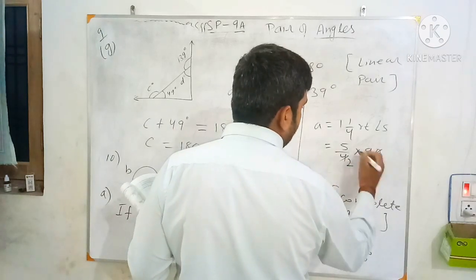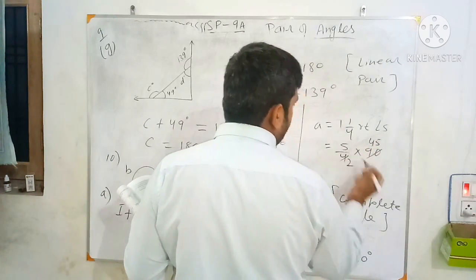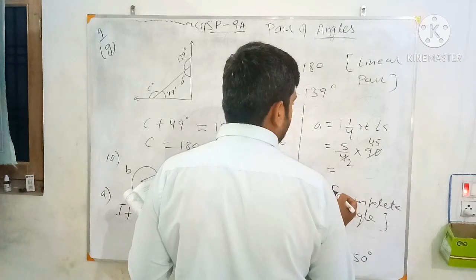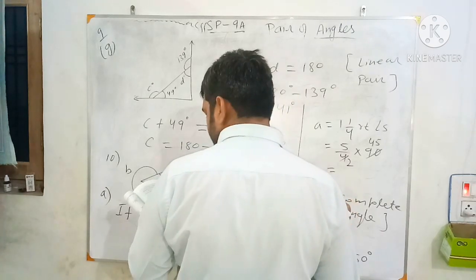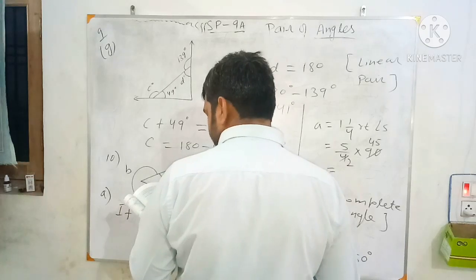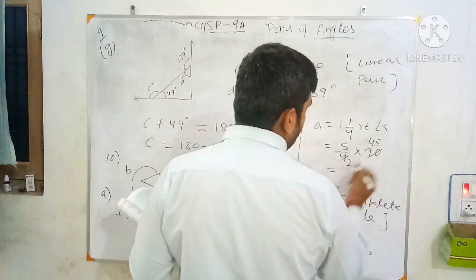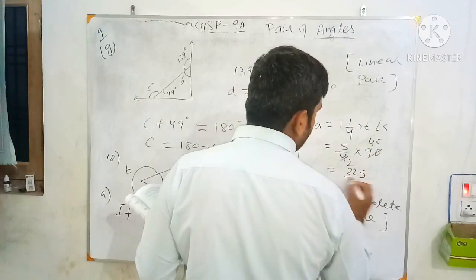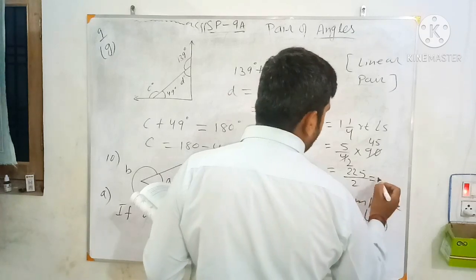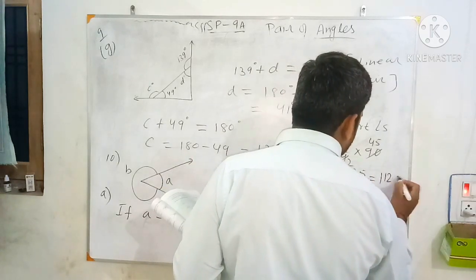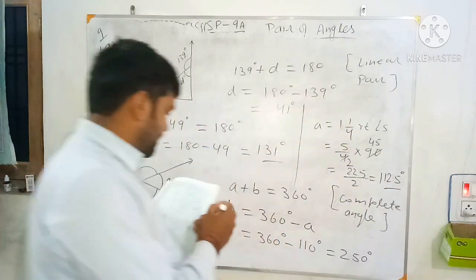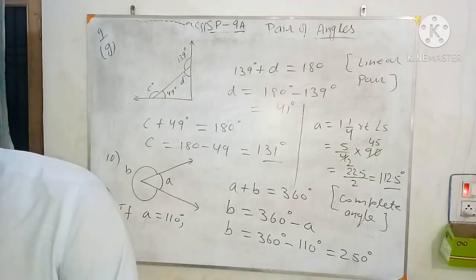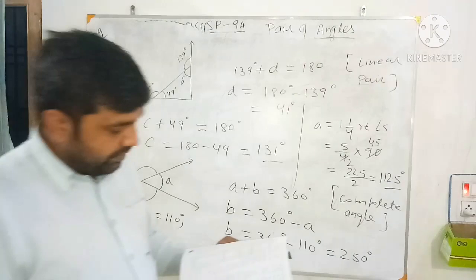2 2s are 4, and here you get 45. So that much you subtract. So here you will get 45, 5 5s are 25, carry 2, 5 4s are 20, 22. 225 by 2, when you calculate, you will find 112.5 degree. So that you have to subtract. So check this answer.